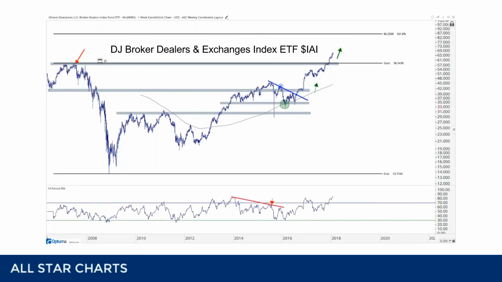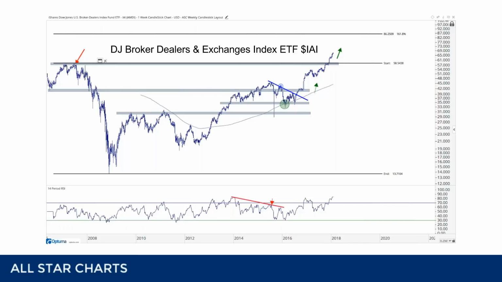So this is the broker dealers and exchanges index. Like I say, this is like the Mount Rushmore of ETFs around the world. I mean, this is broker dealers and exchanges. I mean, guys, this is like some of the most important companies in humankind. If these companies are crashing, we are in trouble. But that's not what's happening.